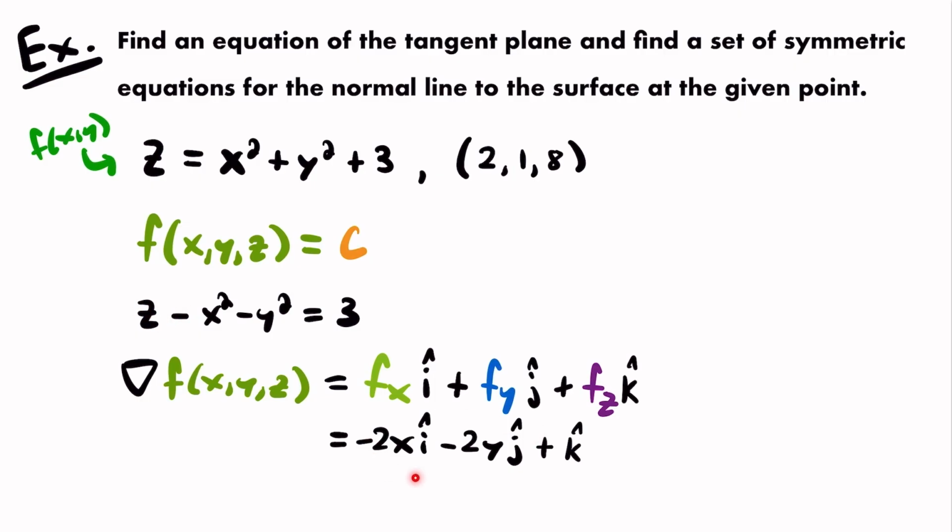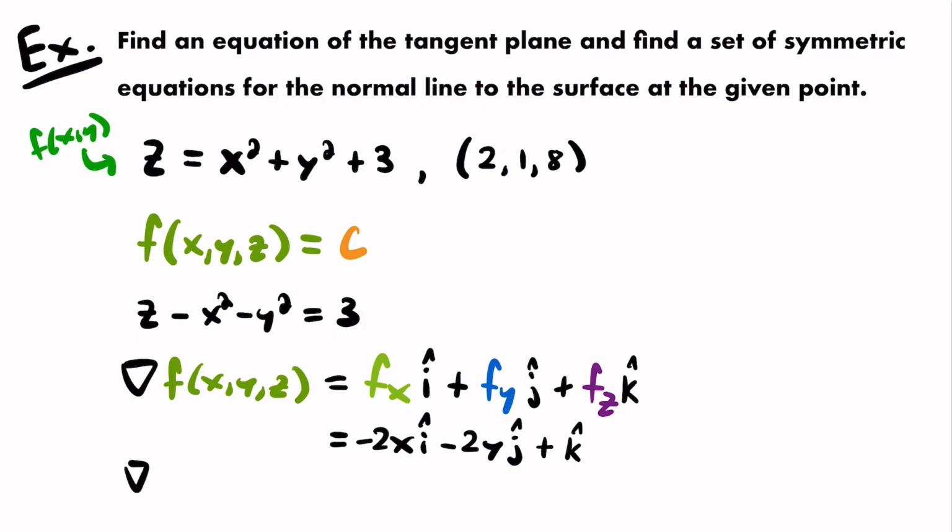All right, so that right there is the gradient vector for this function, and it represents the normal vector for every level surface at any point on this function. Okay, but now what we want to do is find the specific normal vector to a specific level surface. And we can do that by plugging in the coordinates of this point into that gradient vector. That will give us the specific normal vector at that point on this surface.